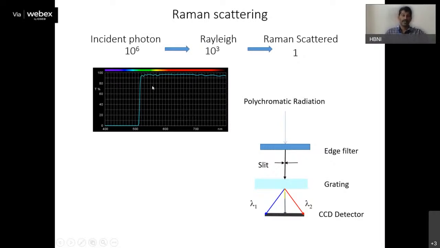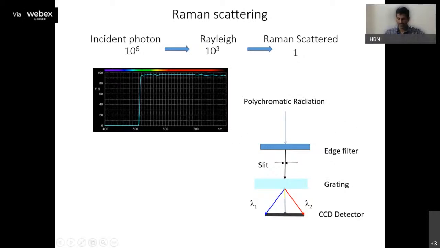And depending upon the quality of these filters, one can go very close, around 10 inverse centimeters, and record these vibrational levels at high pressure, which is quite difficult in the case of IR, because as we mentioned, because of the diffraction limit, the spot size will be very big. So one can probe these low energy vibrations using Raman scattering.